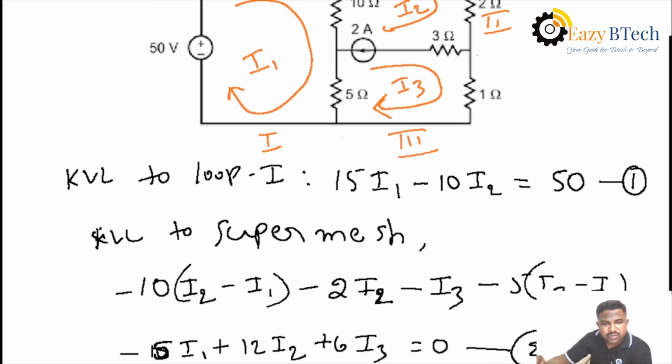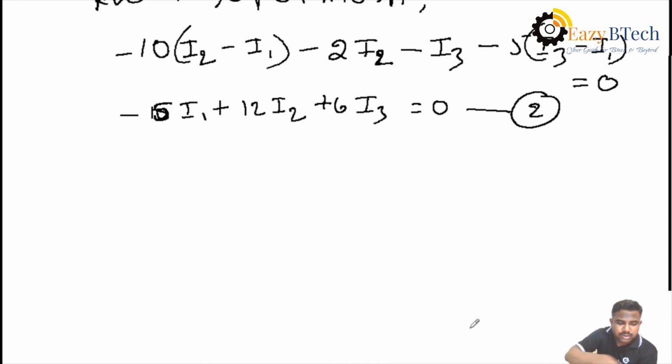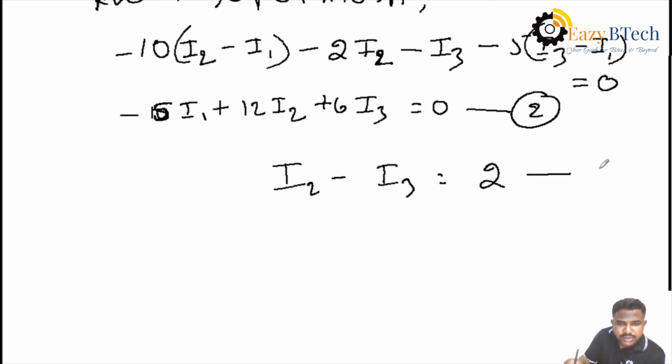Here, a very important point is that you can write the mesh equation by combining two loops. Wherever the current source belongs to two loops, you write both equations combined. Then we call it the super mesh equation. After writing the super mesh equation, write down the current source equation. That is, the current source: take I2 minus I3 equal to 2 amperes, because the 2 amperes belongs to two loops, the second loop and the third loop.